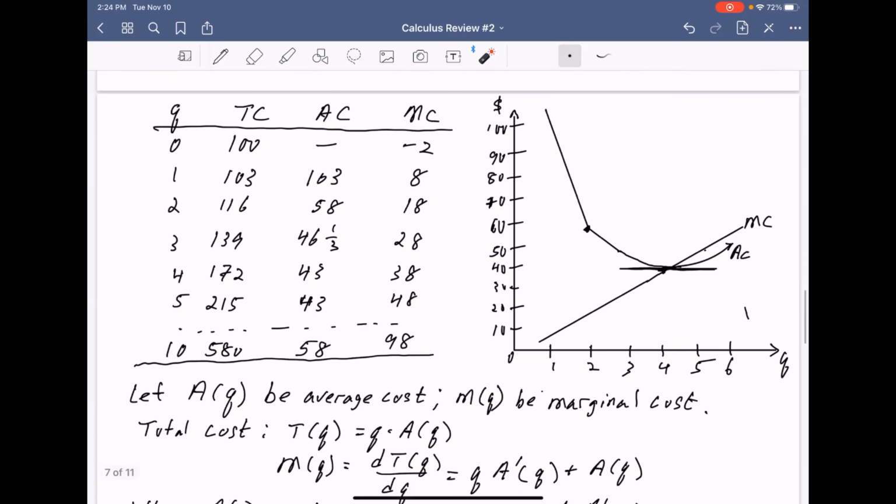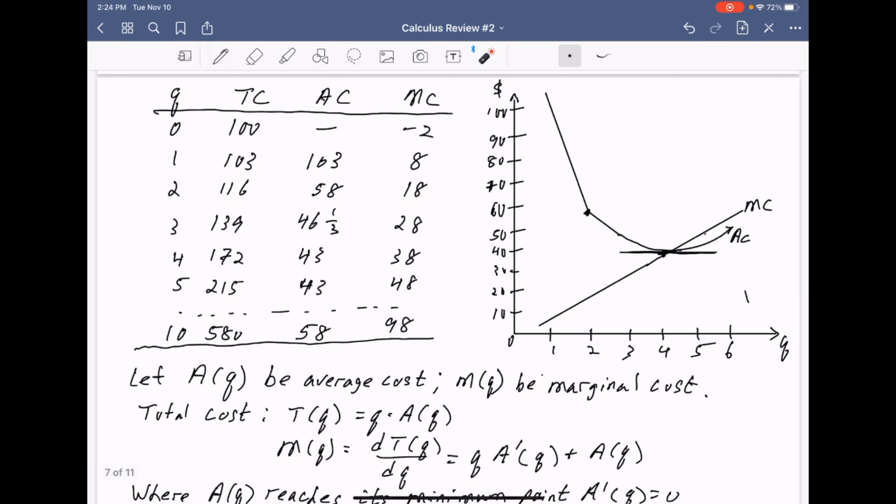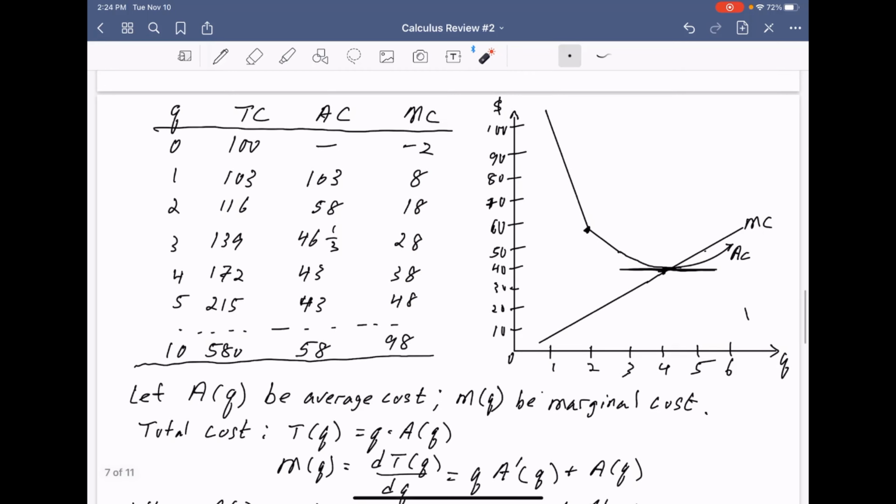So we can graph that particular situation by looking at and calculating what the total cost is at 0. We said it's 100. Marginal cost, the average cost doesn't exist at that point, and we know the marginal cost also is minus 2. And we can calculate these numbers right up to 10, and you see that the average cost curve falls, and then at quantities of about 4 or 5, it flattens out, and it begins to rise. The marginal cost curve rises throughout. And we've plotted this. I've just plotted this very roughly.